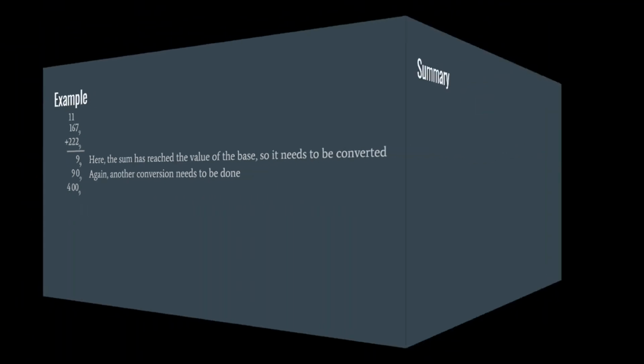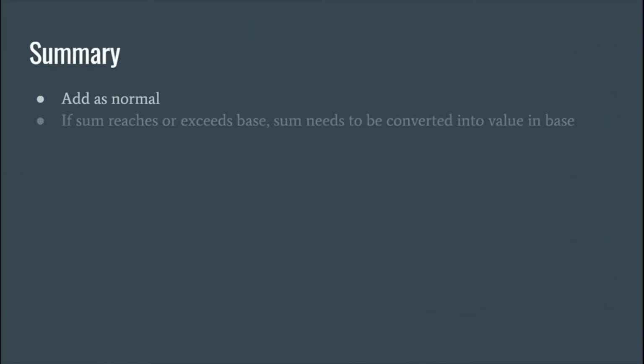Alright? So to sum it all up, adding in different bases, we add them like we normally would, like in base 10. If the sum reaches or exceeds your base value, you have to convert that sum into a value in that base, just like we did in the example. And you can do that for any base, not just 9, but 2, 3, 4, 5, 6, 7, 8, 10, 12, all these different bases.